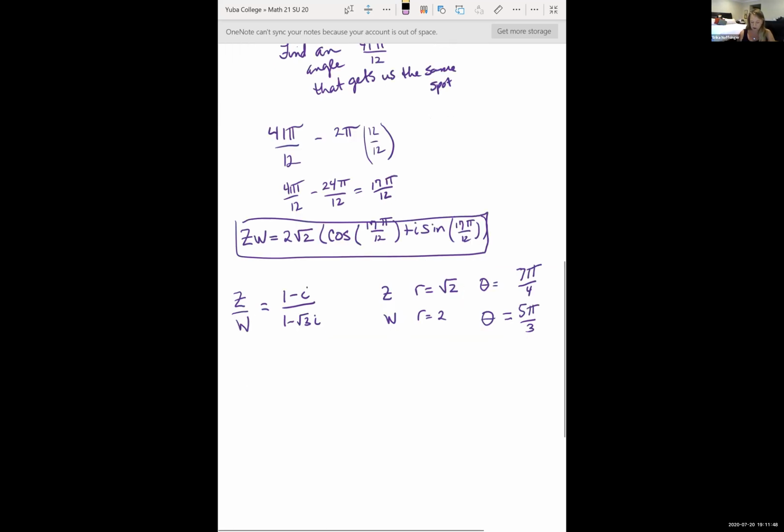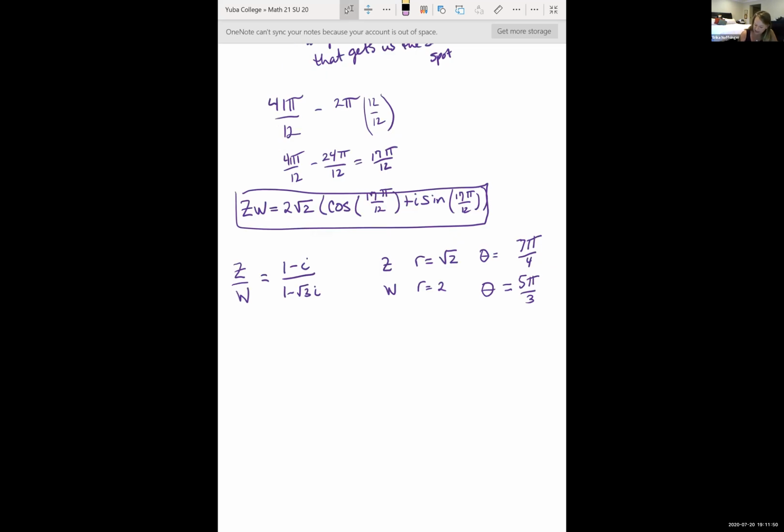So in exponential form, we would have our r value, which is root 2, e raised to the 7 pi fourths i, all divided by 2 e to the 5 pi thirds i. Using rules of exponents, we have division. So this is root 2 over 2 e, and then we're going to subtract our exponents.